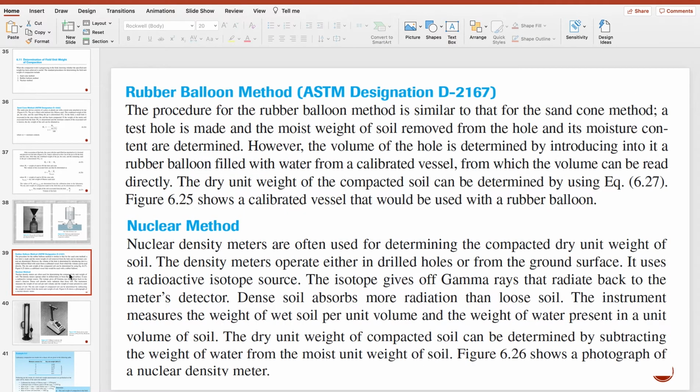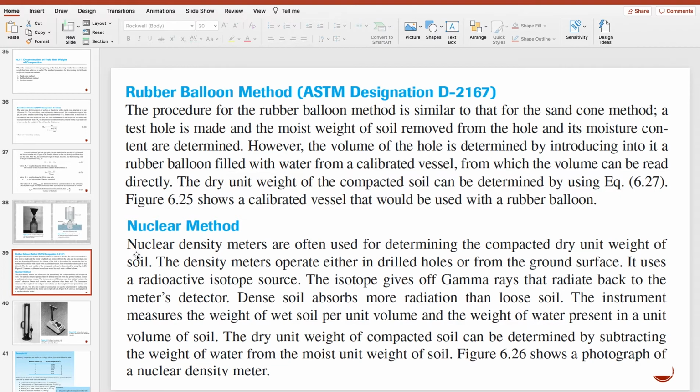Next would be the rubber balloon method, ASTM designation D2167. The procedure of the rubber balloon method is similar to that for the sand cone method. A test hole is made in the soil, the moist weight of soil removed from the hole and its moisture content are determined. However, the volume of the hole is determined by introducing into the hole a rubber balloon filled with water from a calibrated vessel, from which the volume can be read directly.